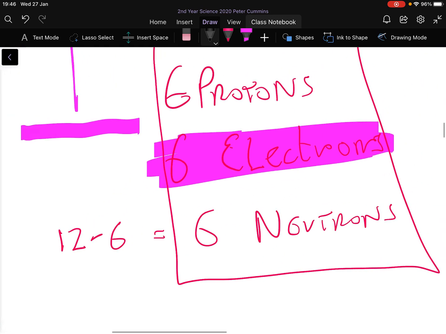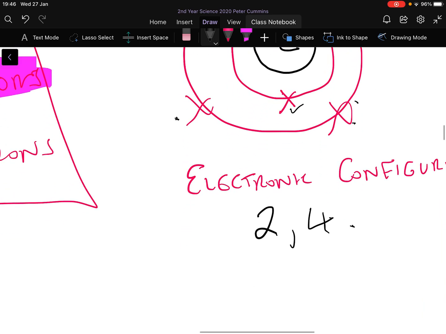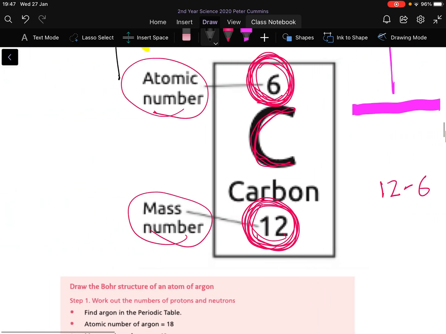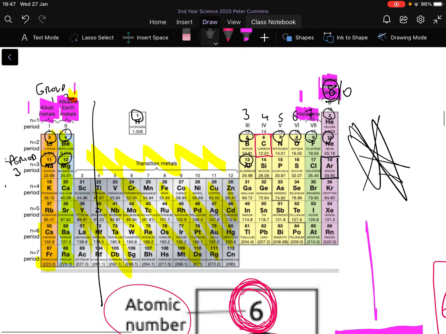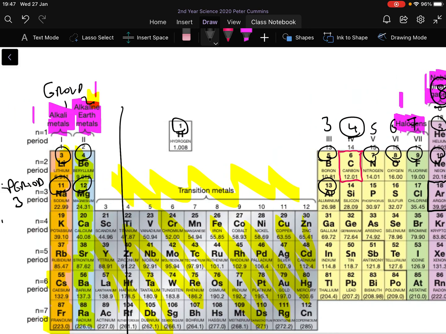Let's go back to the one I drew for a second now. Carbon. Where's my carbon gone? Carbon has 1, 2, 3, 4. The outer shell has 4 electrons. Let's go find carbon in our periodic table. Oh, here it is, and it's in group 4. Okay, I see the connection. Whatever number of electrons it has in its outer shell tells you what group it's in.